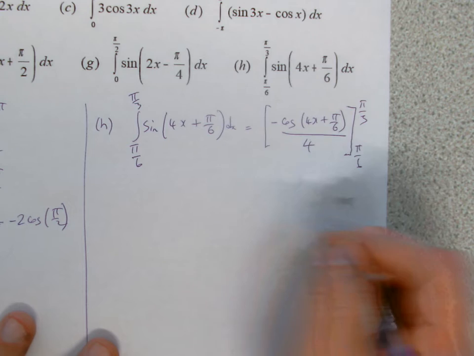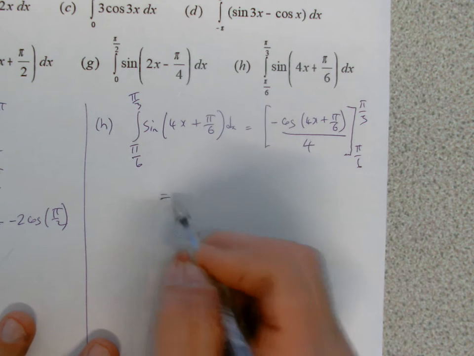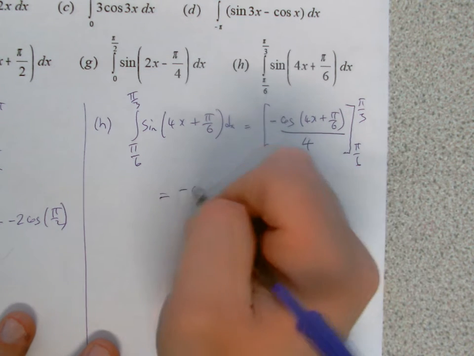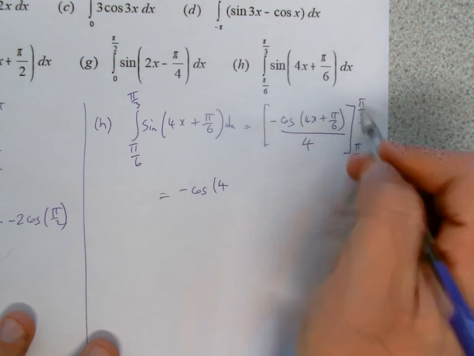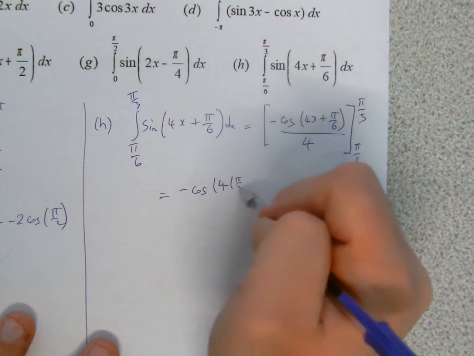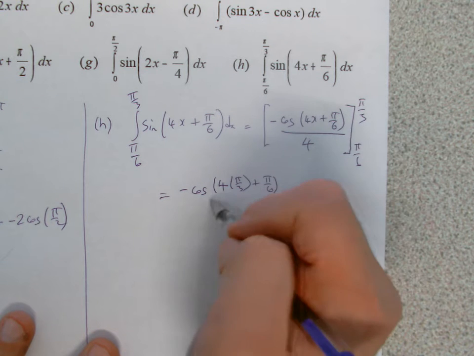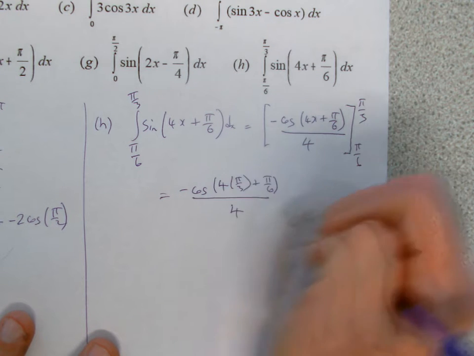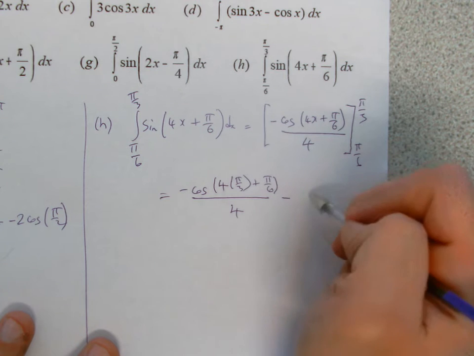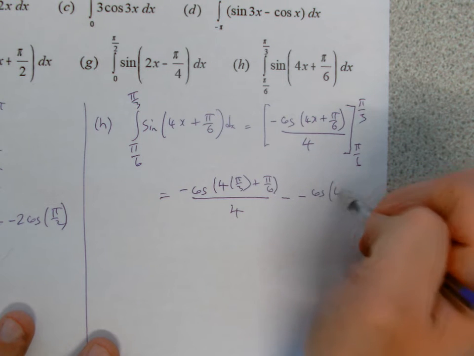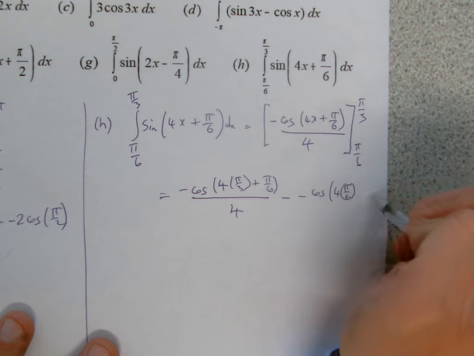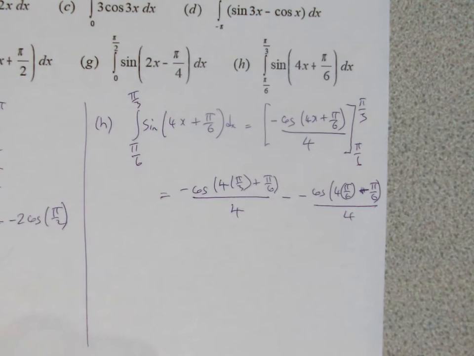Now, because I'm not going to struggle for space, I'll write it over here. So I'll put in minus cos 4x, where x becomes pi over 3, plus then pi over 6, all over 4. Take away, and then you've got minus again cos 4 pi over 6. I'll use brackets, it looks a bit nicer. Plus then pi over 6, close bracket, all over 4. Okay, so I'm just subbing in the pi over 6 there for the x.